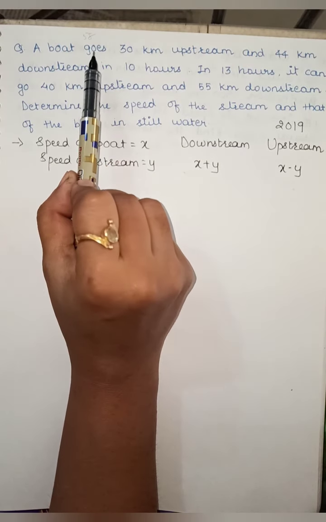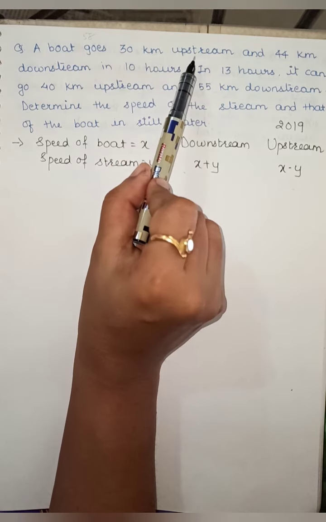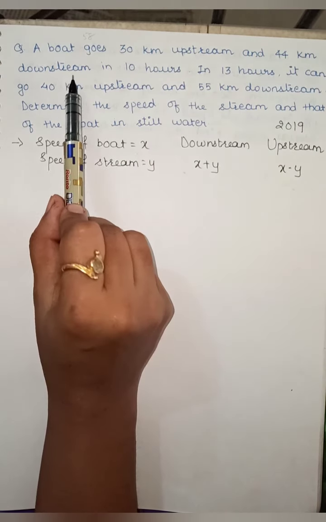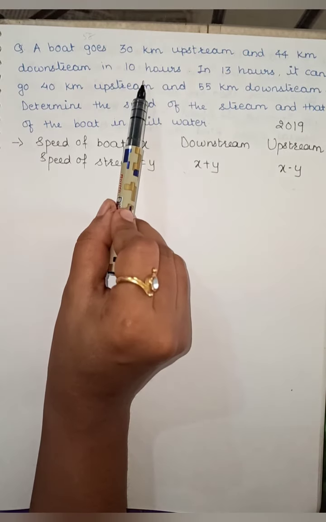Now let us frame an equation depending on the first condition. A boat goes 30 km upstream and 44 km downstream. So the boat is going 30 km upstream and 44 km downstream in 10 hours.